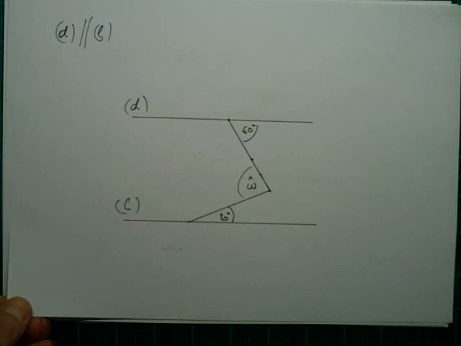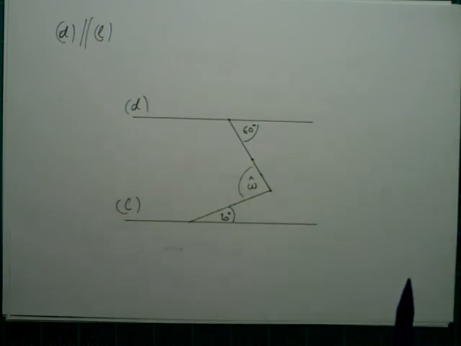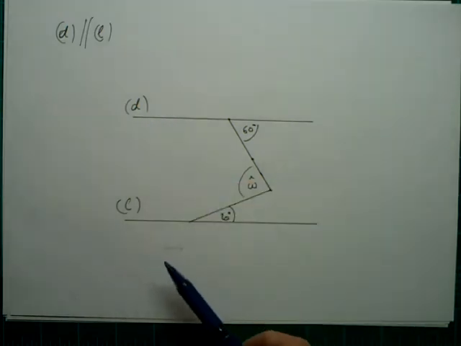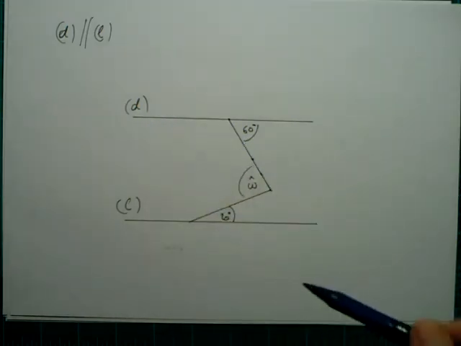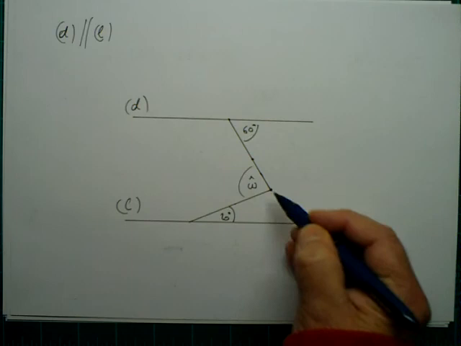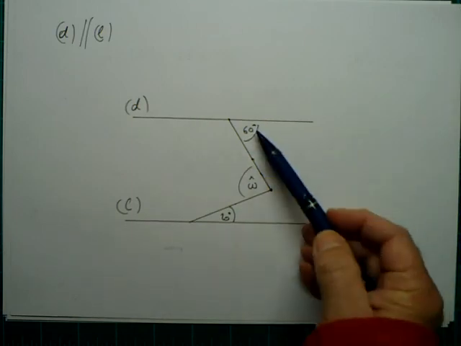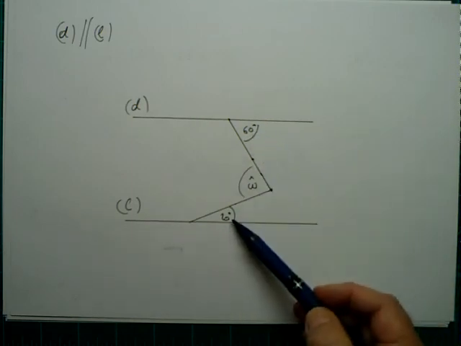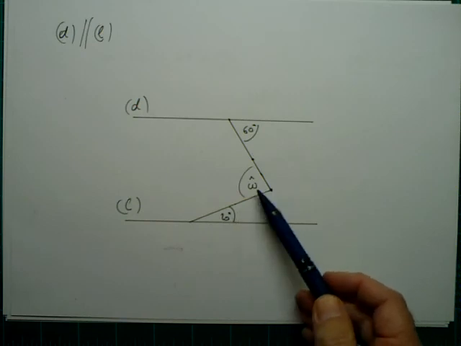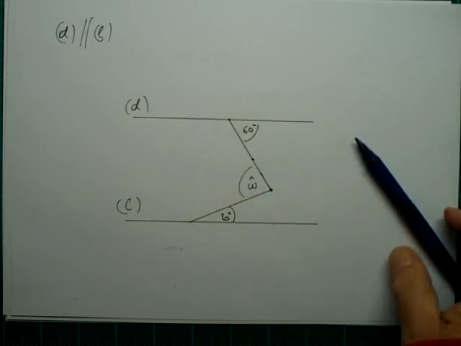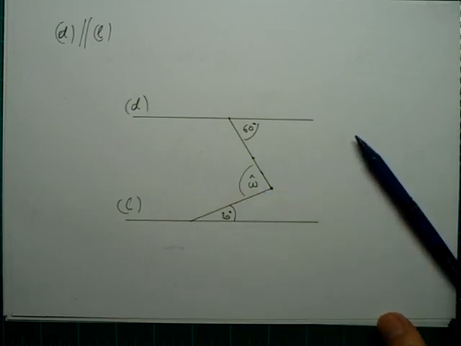Okay, and let's do another exercise, a bit more complicated. Well, now we have two parallel lines, D and L, and two crossing lines, which intersect here. We have this angle 60 and this angle here is 20, and what we're trying to find is the angle omega. Okay, pause the video, think a bit, and I'll be back.